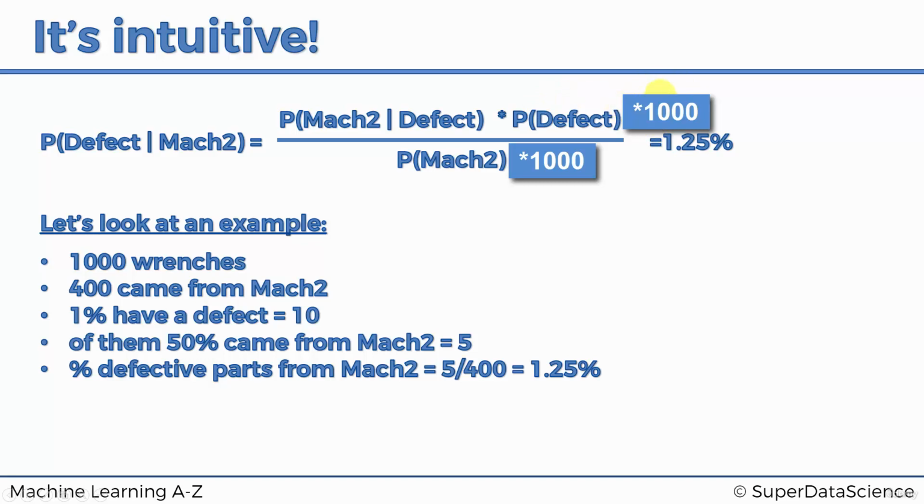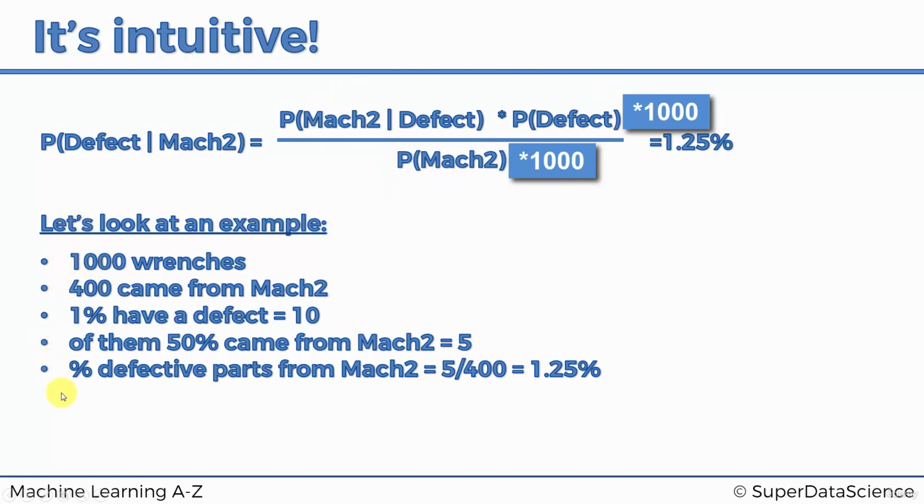So here we've got extra times 1,000. And here we've got P machine 2. What we did is we actually put in P machine 2 times 1,000. So I just added an extra part over here times 1,000 and part over here times 1,000. And then we still divided that final result, that 5 that we got, by the 400 that we got.